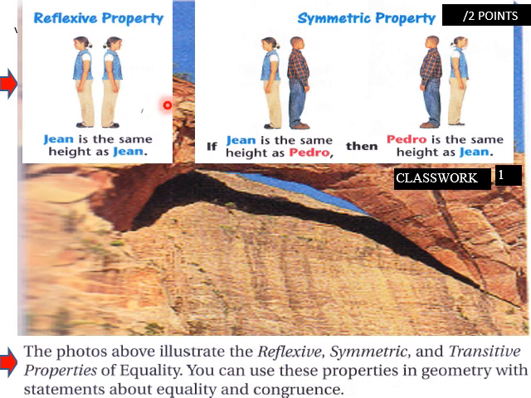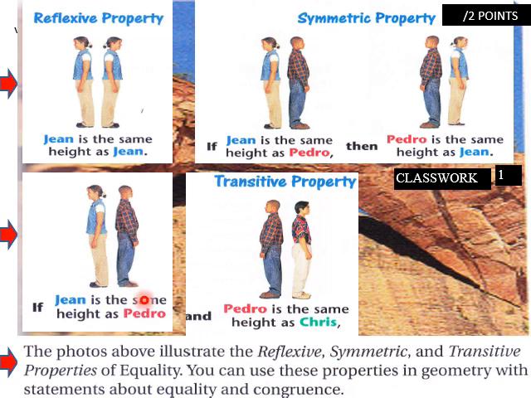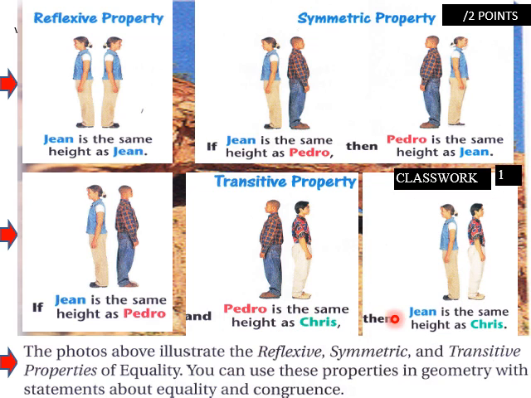Gene is the same height as Gene, reflexive. If Gene is the same height as Pedro, then we have an if-then: Pedro is the same height as Gene. If Gene is the same height as Pedro, and Pedro is the same height as Chris, then Gene is the same height as Chris. This would be the transitive property. So you need to know these before you start writing proofs.